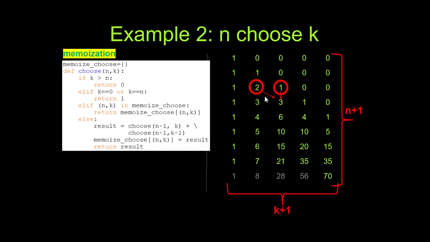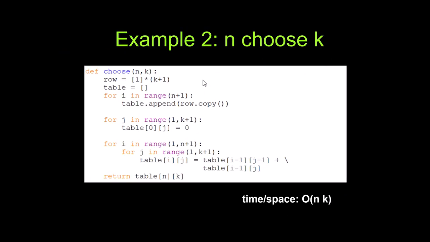Here's an example. To get 3, it's from the previous row, previous column, and the same column. Here's another example. To get 35, we need the previous row, 15 and 20, to add up to 35. Here is the dynamic programming solution with the double loop to fill in the table, and the space is n times k and the time is also n times k.